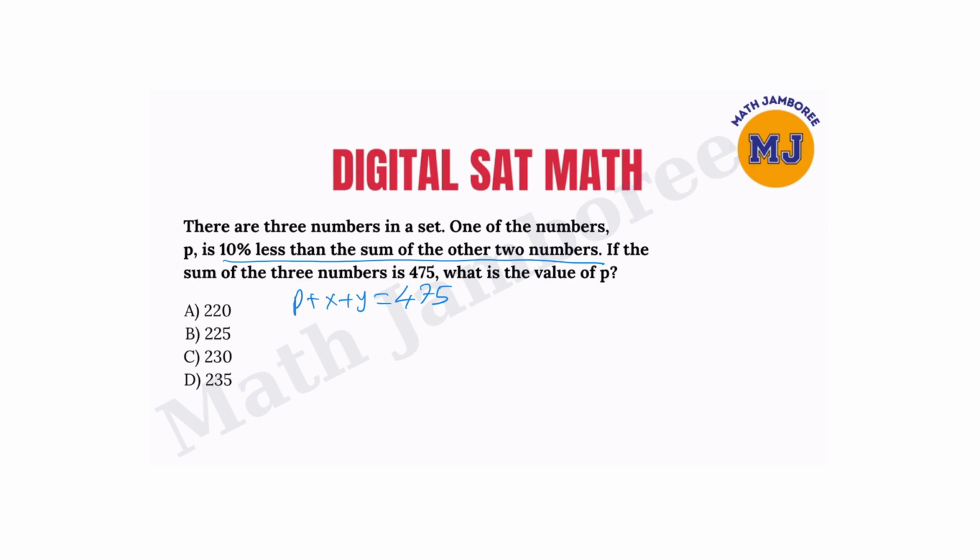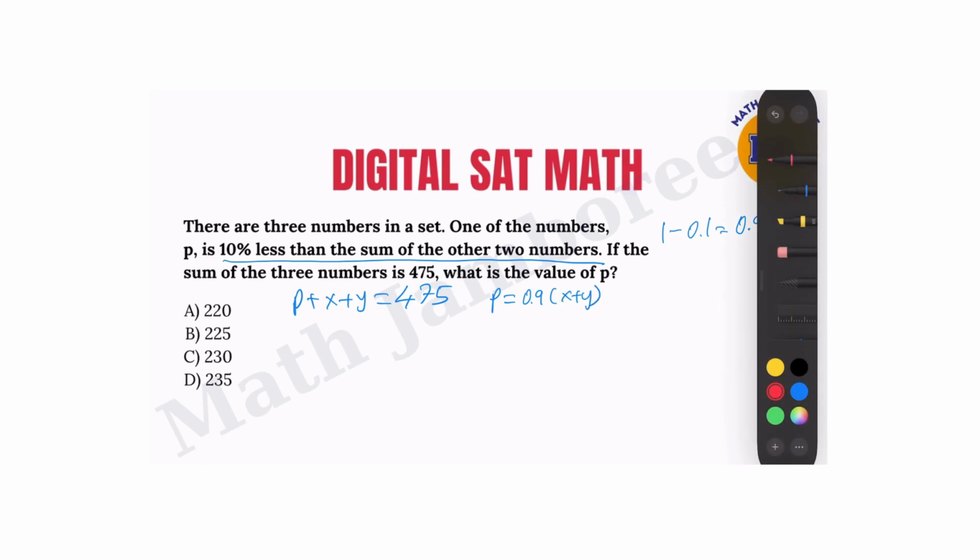So one whole thing, 100% in percents, it's one whole. If it is 10% less, it means we'll just take away 0.1, and that's going to leave us 0.9. Which means that the value of P is equal to 0.9 times (x plus y). This is what they're saying.